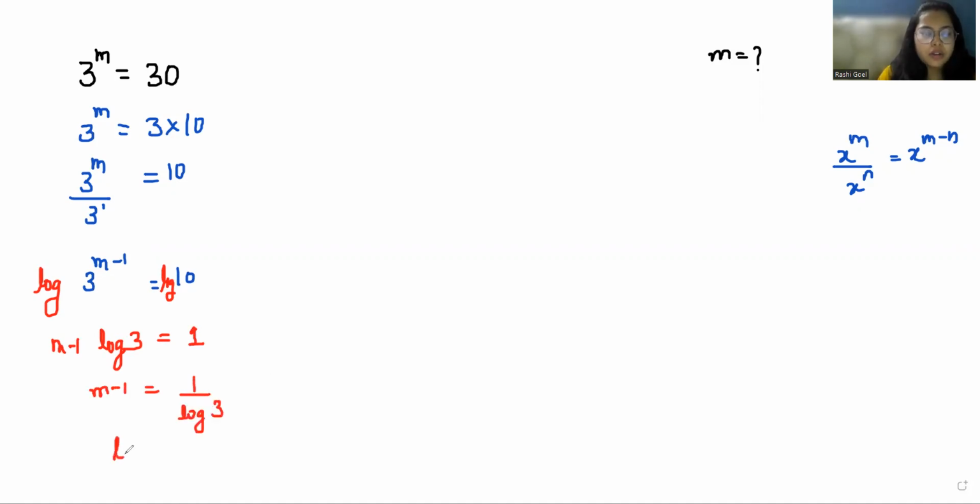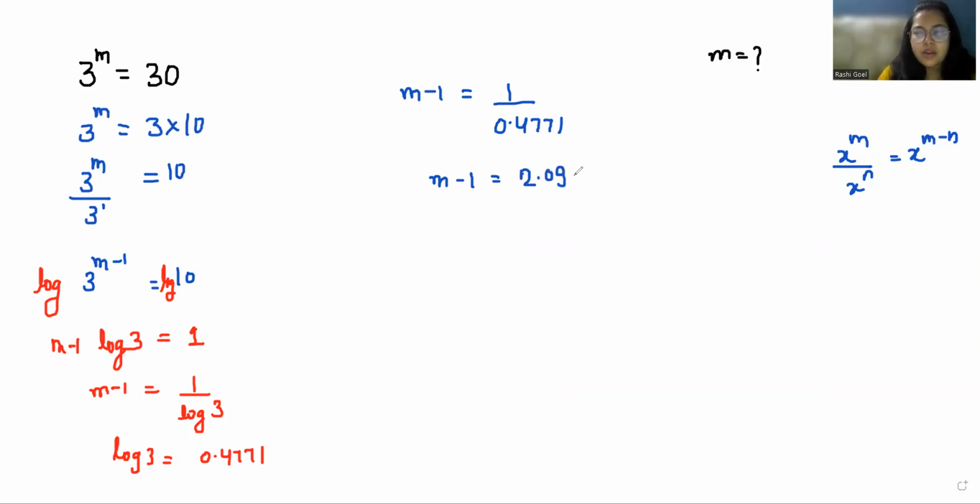The value of log 3 is 0.4771. So m minus 1 is equals to 1 by 0.4771. So m minus 1 is equals to 2.0959. So the value of m is 2.0959 plus 1, which is equals to 3.0959.